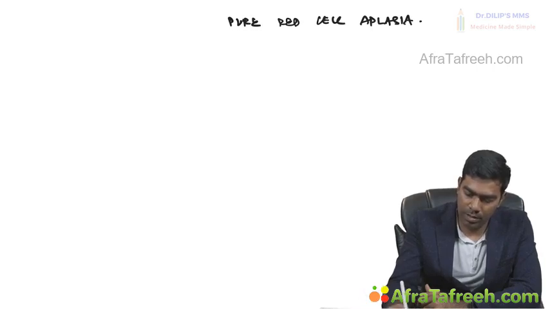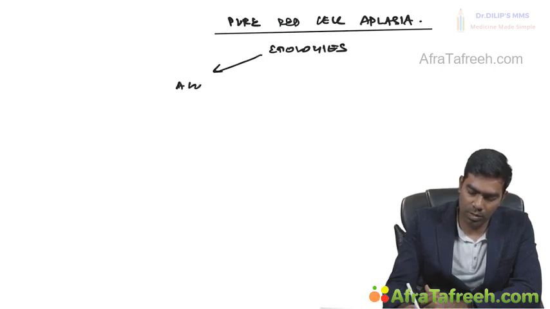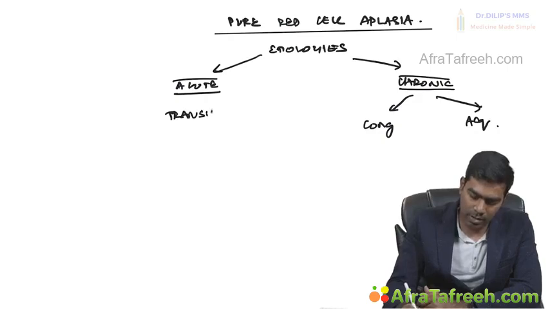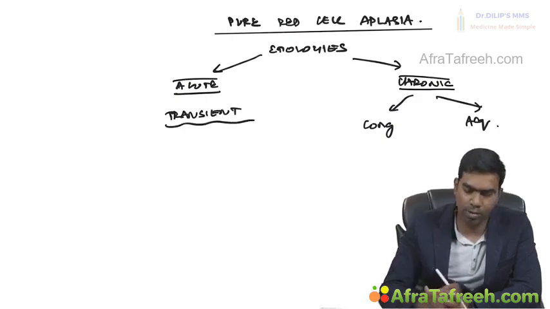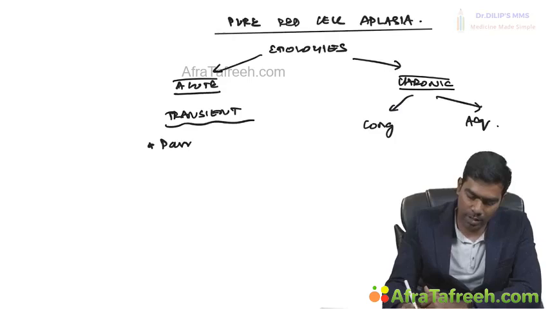Pure red cell aplasia. What are the etiologies? That's what is very important. Etiologies of pure red cell aplasia: there are three things. One is acute, and the second one is chronic. In the chronic, it could be either congenital or acquired. Acute causes generally tend to be transient. It will not be persistent at all. Usually it is transient. Transient acute causes are typically due to parvovirus B19.